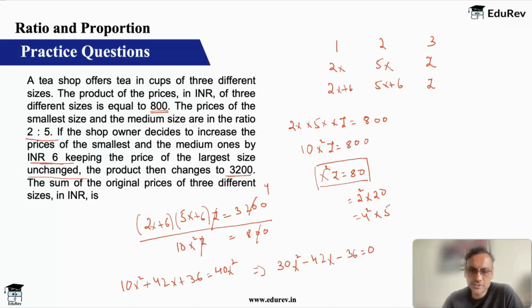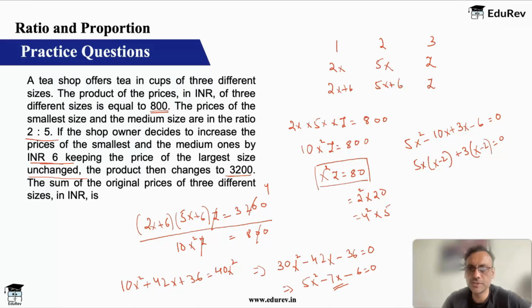All these are multiples of 6. So let's simplify this: 5x square minus 7x minus 6 is equal to 0. How can I factorize this? This can be written as 5x square minus 10x plus 3x minus 6 is equal to 0, where 7x is broken into 10 and 3, since their product is 30. Taking 5x common, x minus 2, plus 3 common, x minus 2, is equal to 0, or (x minus 2)(5x plus 3) is equal to 0. So the roots are either 2 or minus 3 by 5.